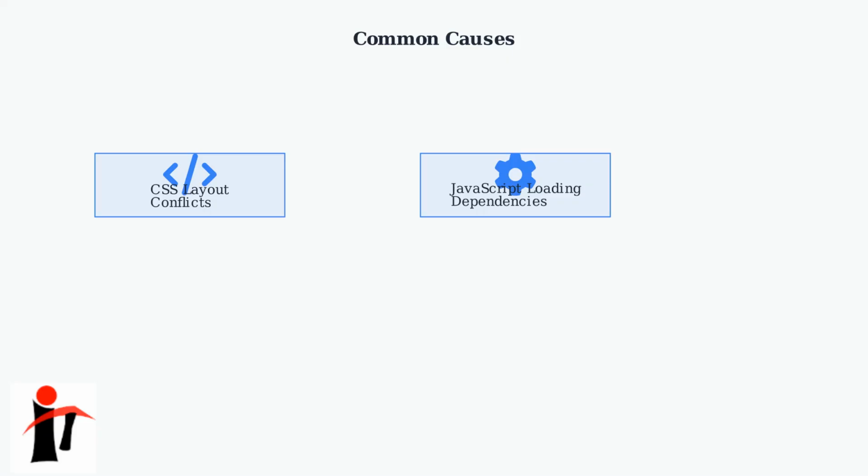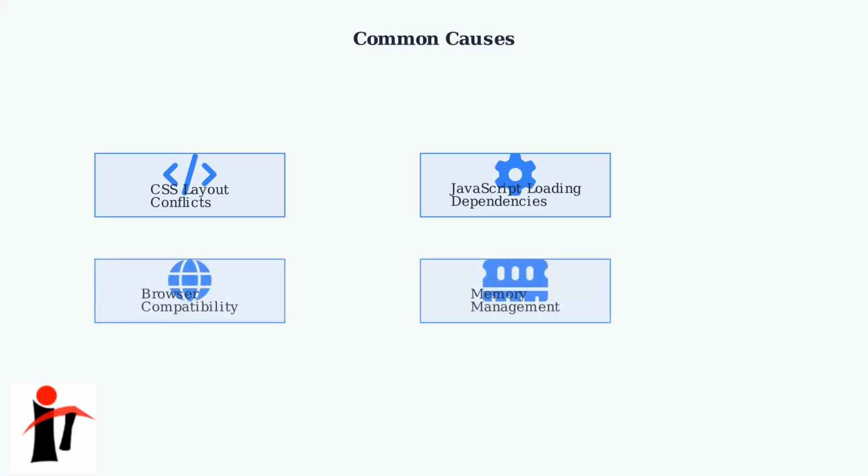First, CSS Flexbox layout conflicts occur when improper Flex container configurations cause rendering blocks. Second, JavaScript loading dependencies fail when asynchronous resources don't load properly. Third, browser compatibility issues particularly affect older versions of Safari and Internet Explorer. Fourth, memory management problems arise from excessive DOM manipulation during initialization.